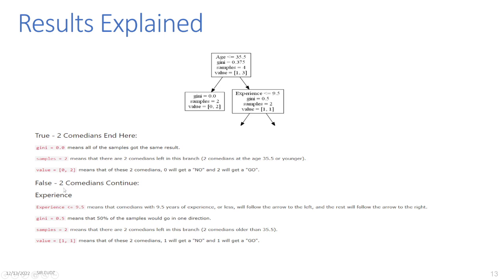And here for experience now, 9.5 means that comedians with 9.5 experience or less will follow the arrows to the left and the rest will follow arrows to the right. Gini equals 0.5 means that 50% of the samples would go in one direction. That's why you notice we have 1 and 1. Samples equals 2 means that there are 2 comedians left in this branch. And value 1, 1 means that of these 2 comedians, 1 will get a no and 1 will get a go.